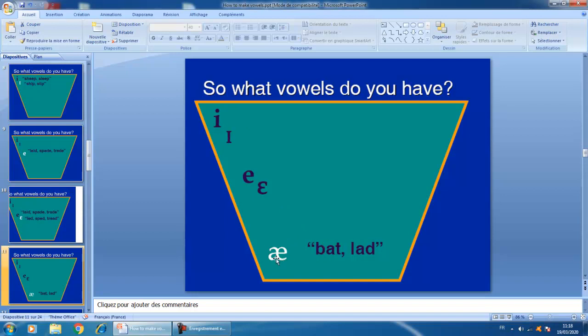And this is A, it's low or open. Why do we call it open or low? Because the tongue is low. It's not raised. It's lowered. So we can say this one is low or open.